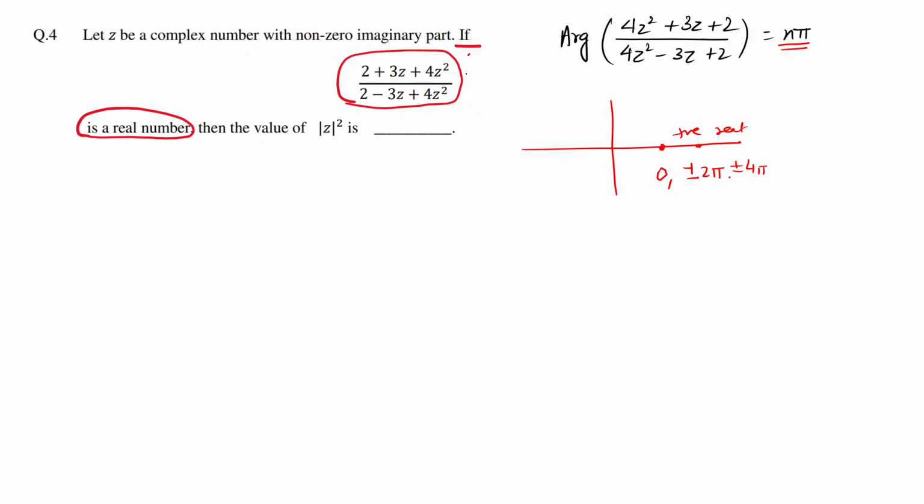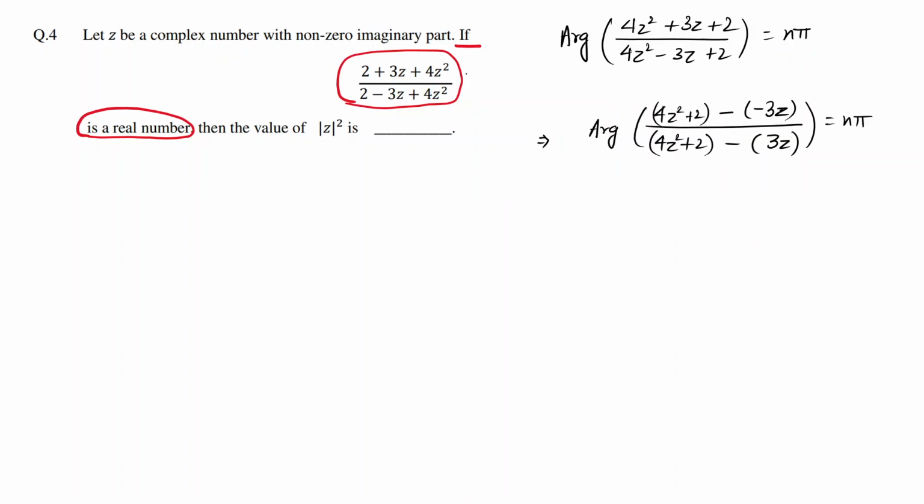So you have the even integer multiples of pi, and if it's a negative real number, then the argument would be plus minus pi, and plus minus 3 pi, things like that. So understanding that, we say that real numbers have an argument n pi. Now this argument, I will break it down. It's one complex number, 4z squared plus 2 minus 3z, and then the other, the same complex number, 4z squared plus 2 minus 3z, right?